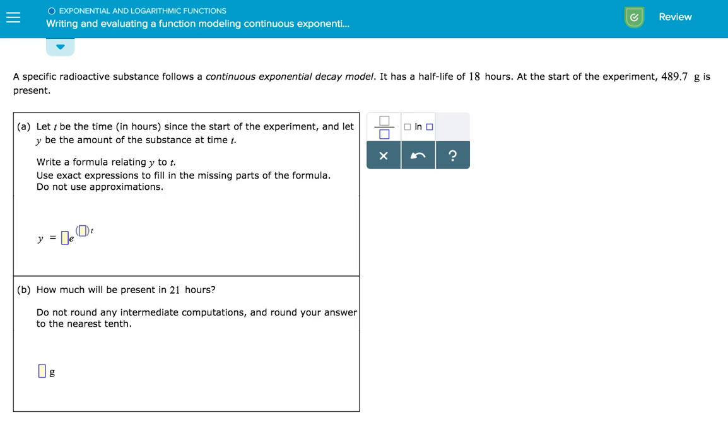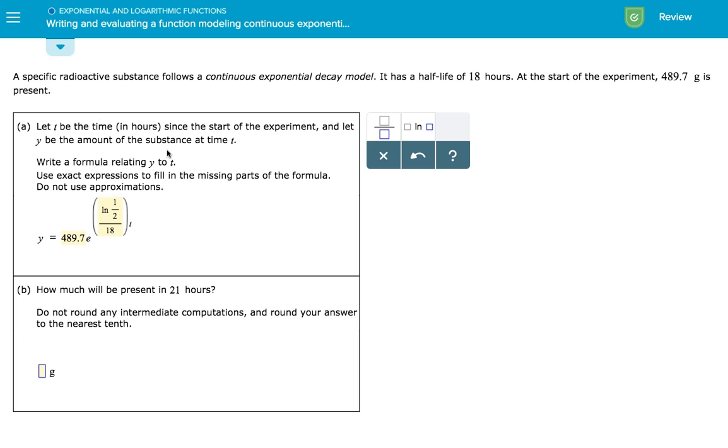Here's an example video for the topic Writing and Evaluating a Function Modeling Continuous Exponential Growth or Decay given doubling time or half-life. In this video we look at this problem. A specific radioactive substance follows a continuous exponential decay model. It has a half-life of 18 hours. At the start of the experiment, 489.7 grams is present.